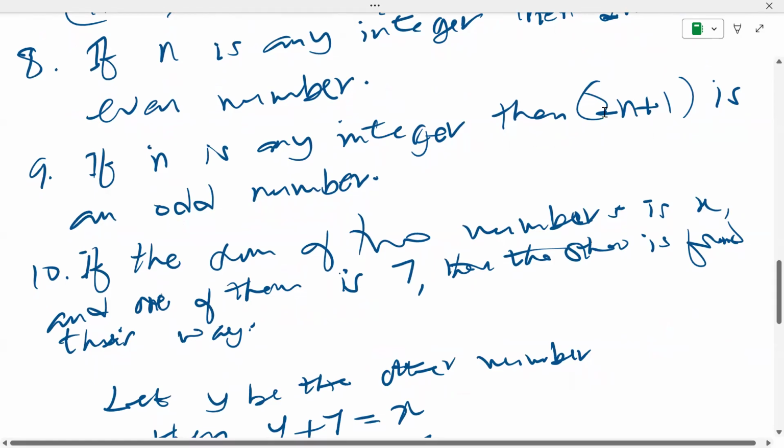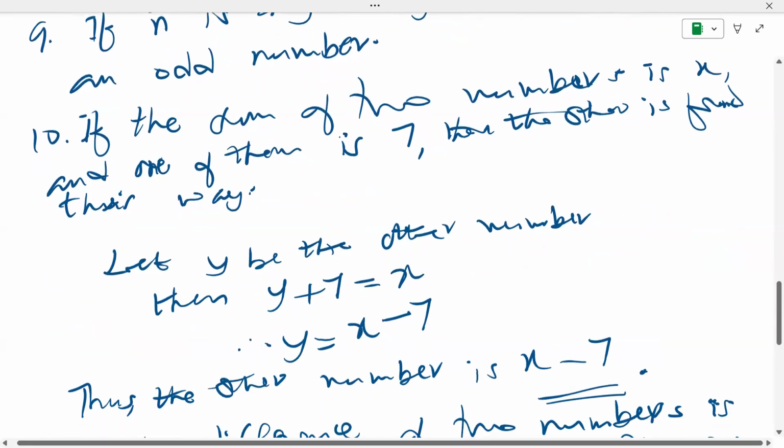When n is 1, 2 times 1 is 2, plus 1 is 3. When n is 2, 2 times 2 is 4, plus 1 is 5, an odd number. When n is 3, 2 times 3 is 6, plus 1 is 7. And that will help us to generate our odd numbers. Let's look at the 10th one.